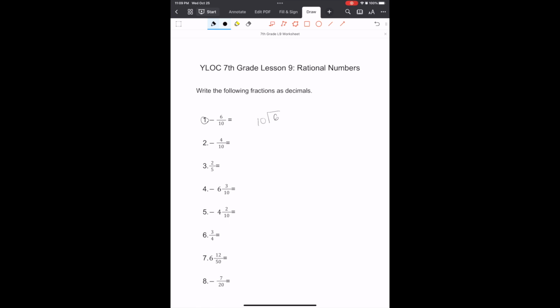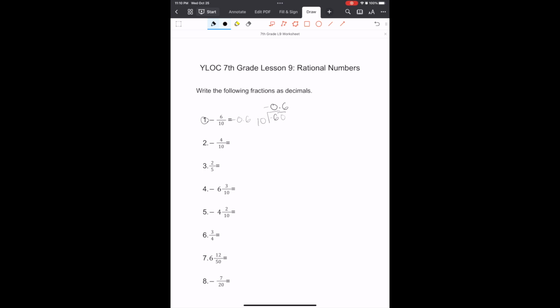But wait, you might be thinking, but 10 can't go into 6. Well, you're absolutely right, because we're going to be going into decimals. So 10 goes into 6 0 times, and then bring down 0. 10 goes into 60 though, 6 times. So your answer to this is negative 0.6. That is the fraction as a decimal.